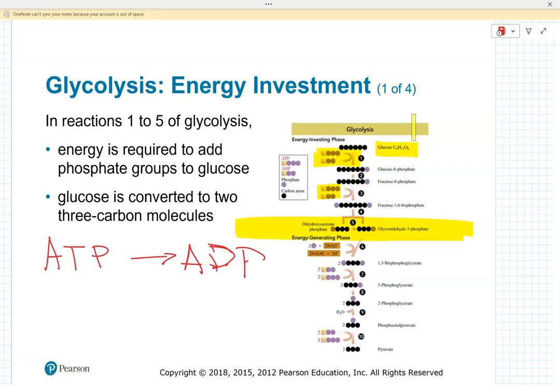2. So how many carbon atoms do you have there? Total, in 2 molecules. 6. You start with 6 carbons in glucose. You finish in your investment with still 6 carbons. No carbons have left the reaction. All good?